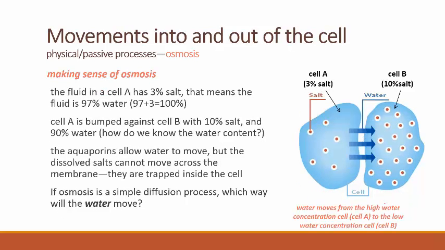Because there is a higher water concentration in cell A with 97% water compared to cell B with 90% water, we see water diffusing from cell A into cell B.